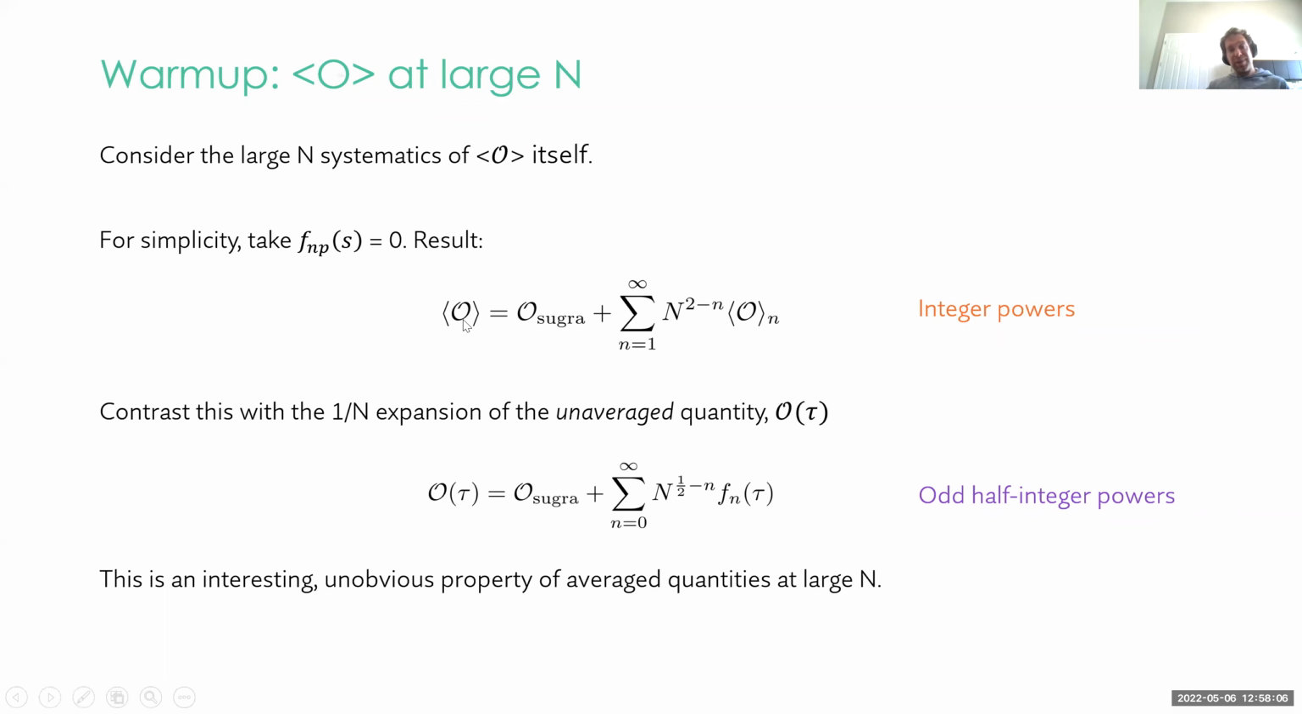If you take the average and expand it in 1/N, the average proceeds in integer powers of 1/N. But this is different from the 1/N expansion of the unaveraged quantity, which proceeds in half-integer powers. So somehow the averaging is producing a different large N counting for you. And I'm viewing this as a kind of unobvious and, to my eye, interesting property of the average quantities at large N. You can't just read off the large N systematics from the unaveraged quantities. Somehow the averaging is doing something non-trivial.